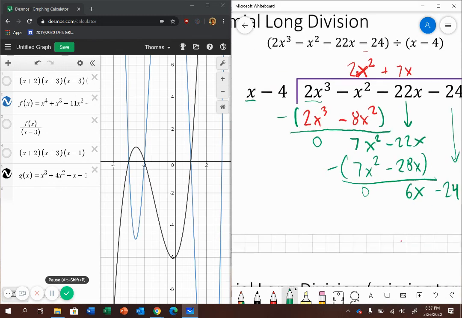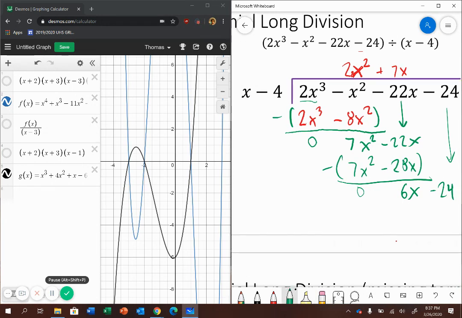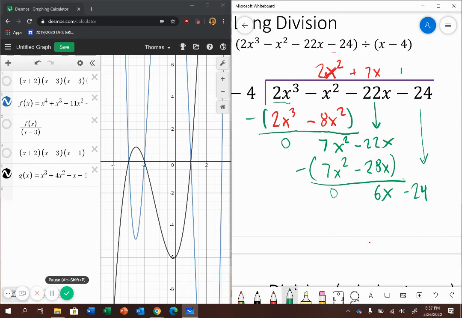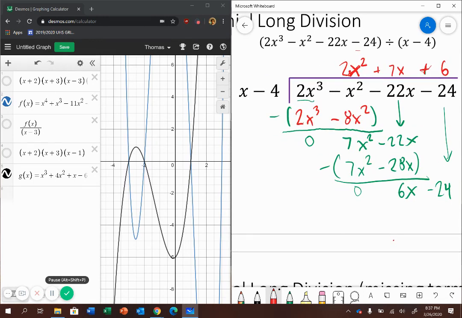And we're going to say, okay, again, how many times does x go into 6x? It goes in 6 times. If we multiply x by 6, we will have 6x. We'll put 6 right there. So 6, and then we go back to that last step, which is 6 times x, which gives me the 6x. And then 6 times negative 4, which is negative 24. And then we subtract, and we will get 0 and 0.